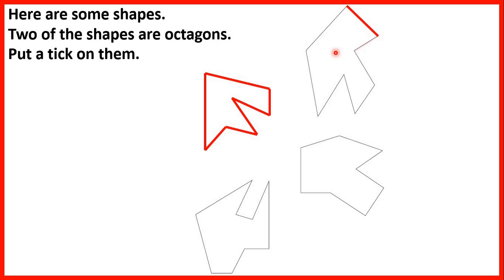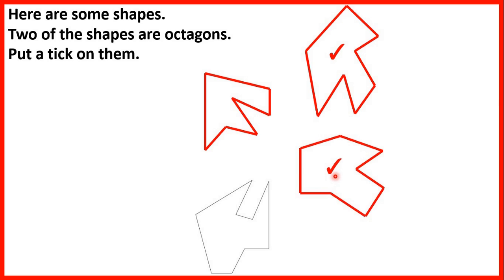Here we have 1, 2, 3, 4, 5, 6, 7, 8 sides, and a shape with 8 sides is an octagon. Here we have 1, 2, 3, 4, 5, 6, 7, 8, so that's an octagon as well. But here we have 1, 2, 3, 4, 5, 6, 7, 8, 9, so that's not an octagon. So our 2 octagons are these shapes here because they have 8 sides.